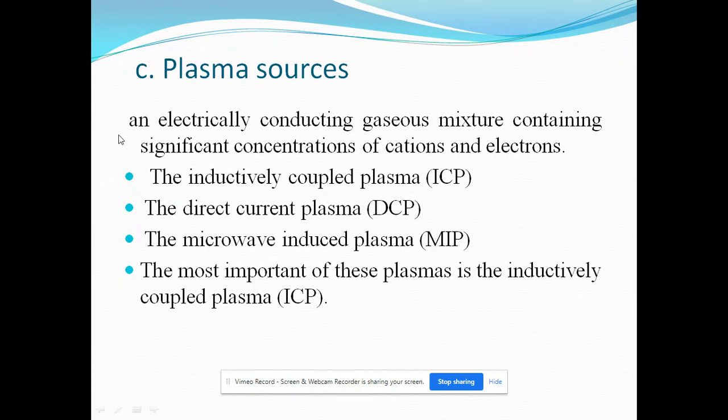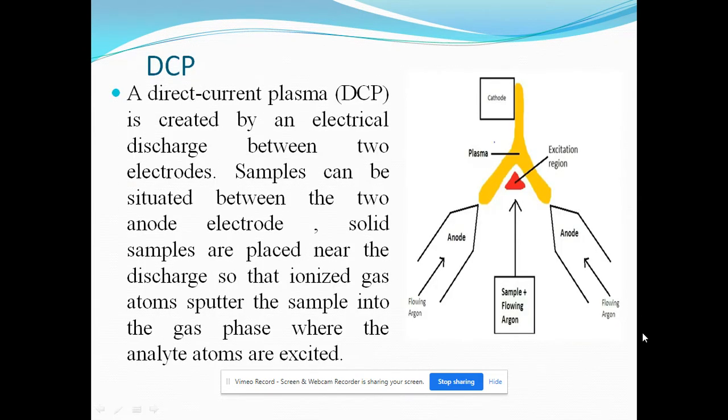Plasma sources. Plasma is an electrically conductive gaseous mixture containing a significant concentration of cations and electrons. The types are inductively coupled plasma, direct current plasma, and microwave induced plasma. The most important of these plasmas is the inductively coupled plasma.